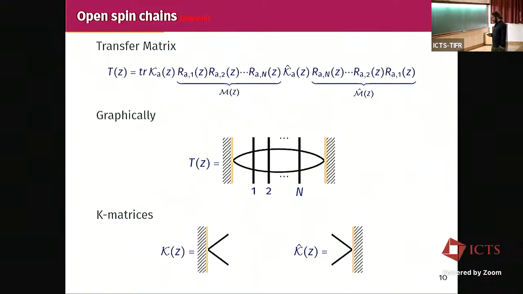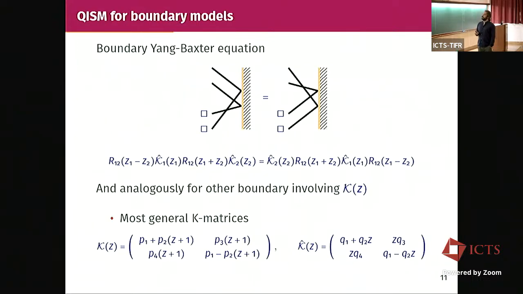Now, in addition, we would like these transfer matrices to commute at different values of the spectral parameter Z and Z prime. Before we were just using the Yang-Baxter equation, but now we have to introduce something additional for these boundary K matrices, which is the so-called boundary Yang-Baxter equation. For the Yang-Baxter equation, you think about three particles scattering, and it doesn't matter how they scatter. Here you have two particles scattering at a wall, and it shouldn't matter if particle 1 touches the boundary first or if particle 2 touches the boundary first, if you think of time going upwards.